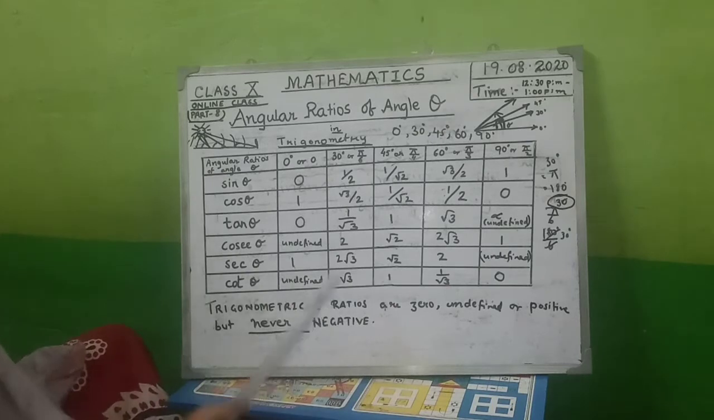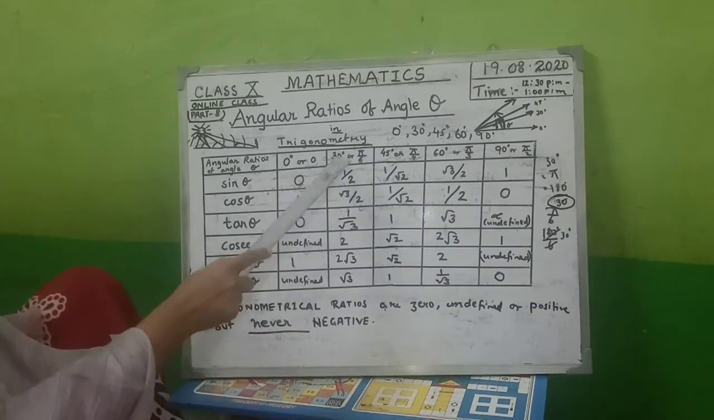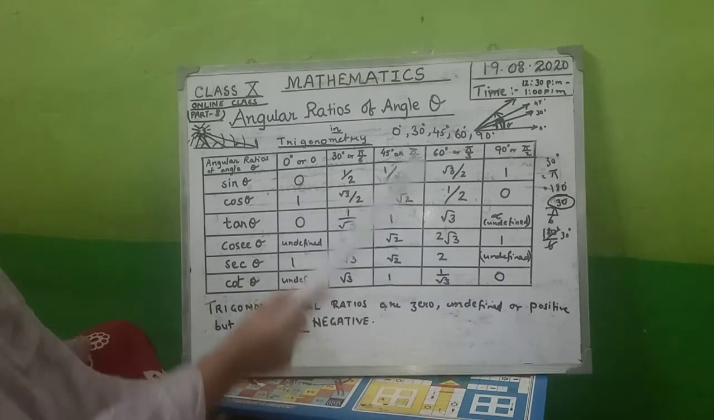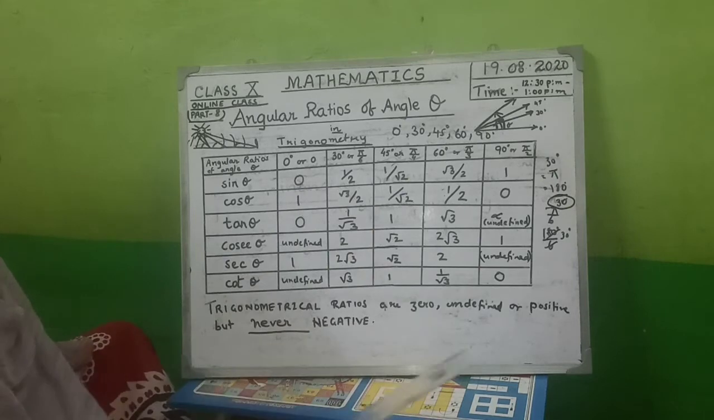And cot theta, at 0 degree it is undefined or infinite. At 30 degree it is root 3. At 45 degree it's 1. At 60 degree it is 1 by root 3 and at 90 degree it's 0.